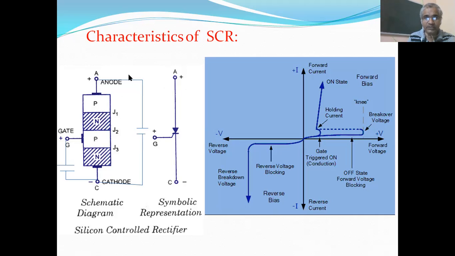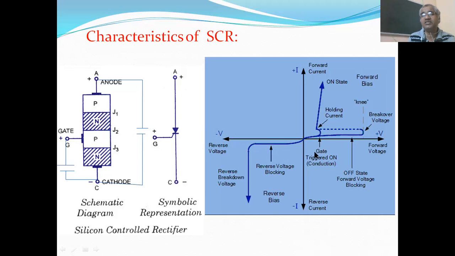The voltage applied between anode and cathode is naturally very high, and a small voltage applied to the gate controls the conduction of this silicon controlled rectifier. So this gate voltage turns this device on or off. J1, J2, J3 are the three junctions of this SCR. This is the symbol of the device, and these are its characteristics.